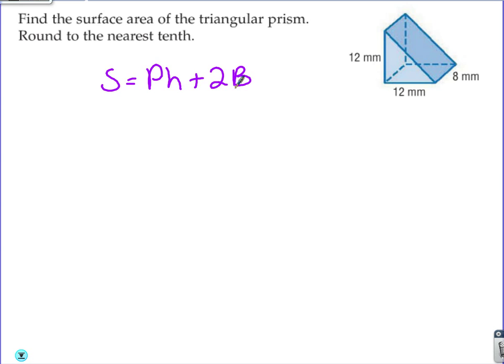Everybody see them? This is the base. Let me outline it. This is the other base. In all prisms, you have two bases that are identical. So imagine as we're going through this formula, that's your base. So surface area is equal to the perimeter of the base.